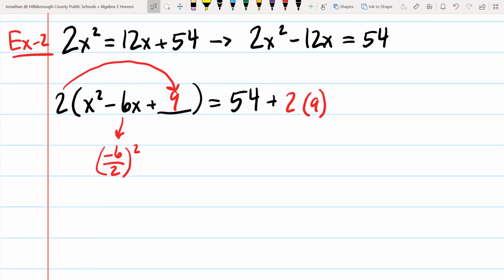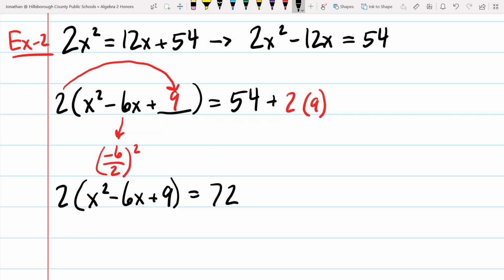Okay? One step at a time. 2(x squared minus 6x plus 9) equals 54 plus 18, so 72. I believe Edgenuity may have taught you to, instead of taking out the GCF, just divide the whole problem by 2. There's nothing wrong with that. It's just a slightly different method.